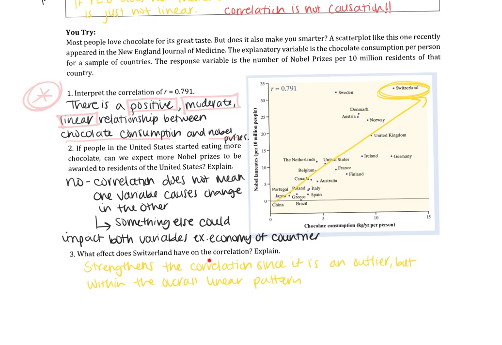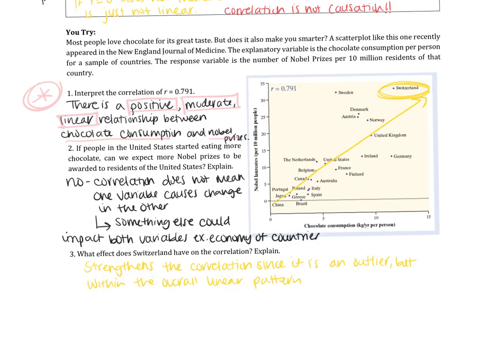What effect does Switzerland have on the correlation? And explain. Switzerland is out here, and if you notice, it's inside this linear pattern we're seeing, this linear positive pattern. So it's actually going to strengthen the idea of this linear pattern by pulling data values towards the line as we go out, okay? So it's inside the pattern and it's an outlier, so it's going to strengthen the relationship.